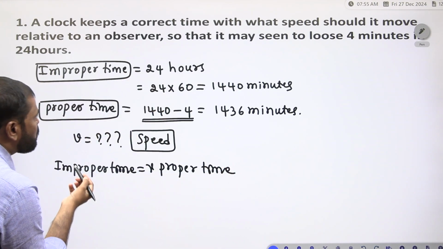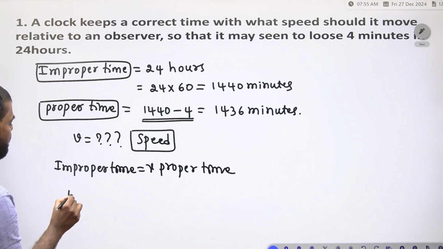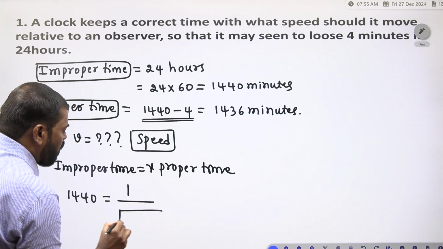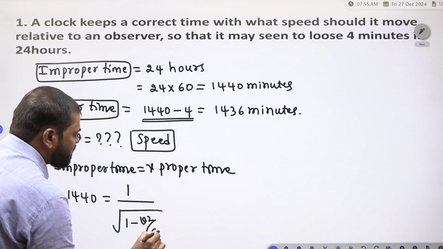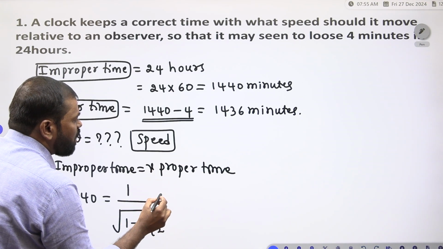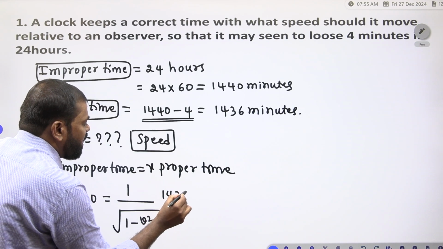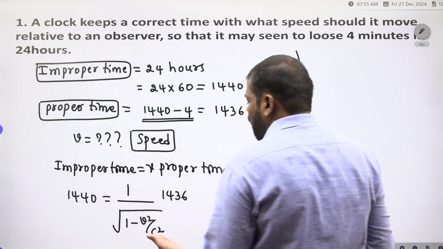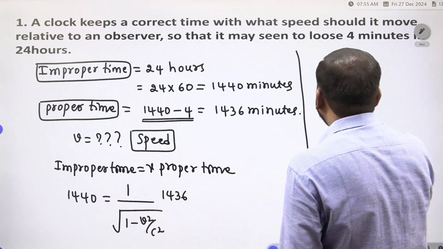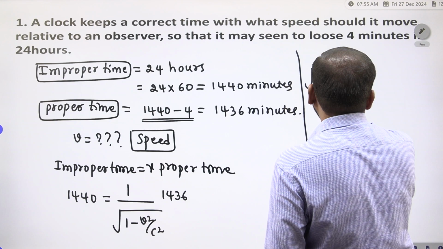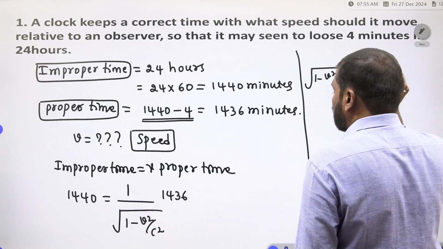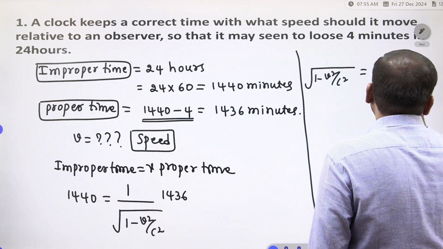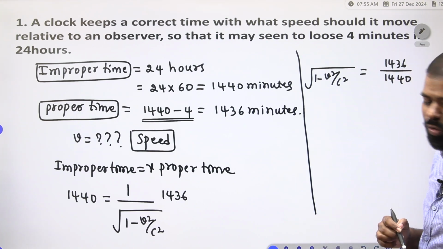So substituting that value, the improper time is 1440, which equals 1 by square root of 1 minus v square by c square times the proper time, which is 1436. So to calculate, square root of 1 minus v square by c square is equal to 1436 divided by 1440.